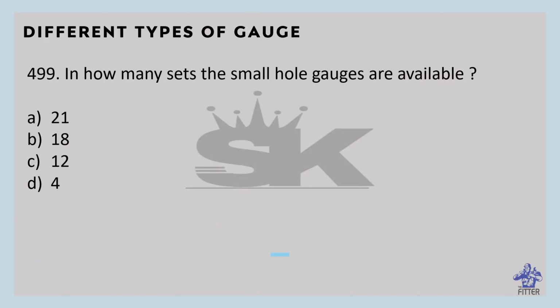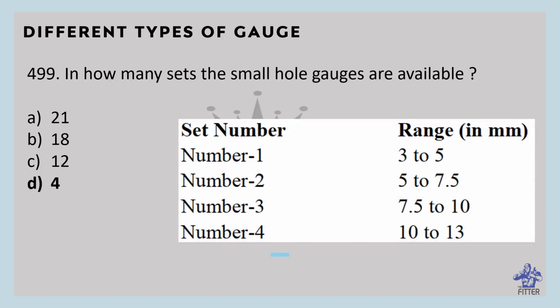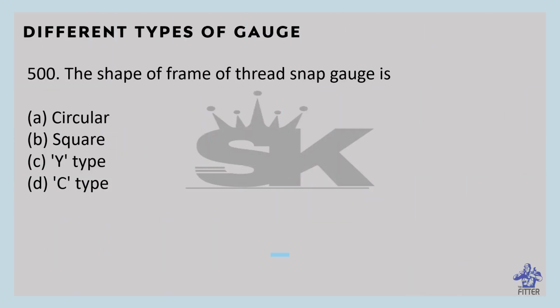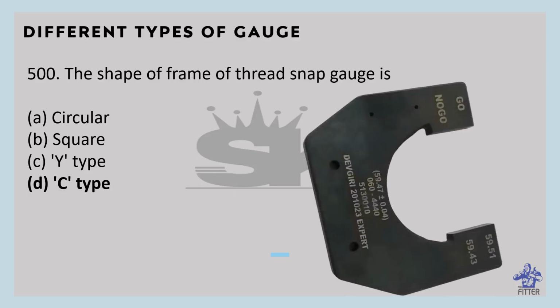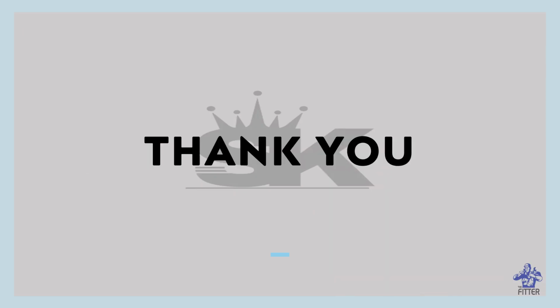In how many sets are hole gauges available? Hole gauges are available in sets of 4 to measure holes in diameter from 3 mm to 13 mm. You can see here in the table. This is the set of hole gauges and their ranges. The shape of the frame of a thread snap gauge is C type. You can see here in the image the shape of C. Thank you.